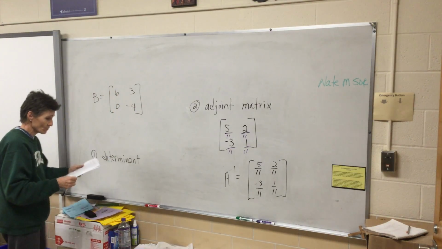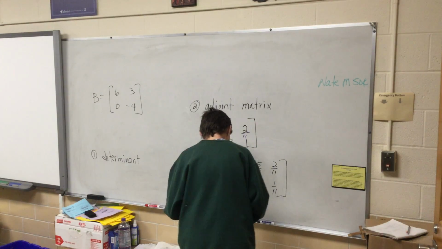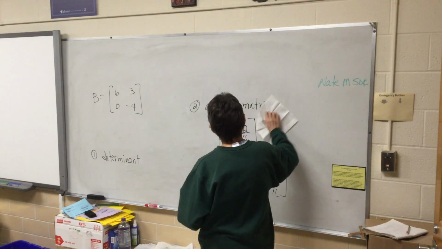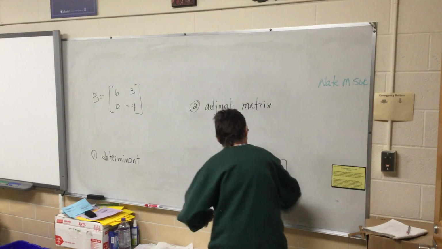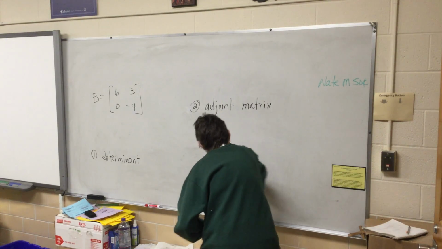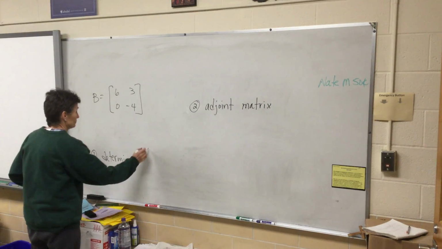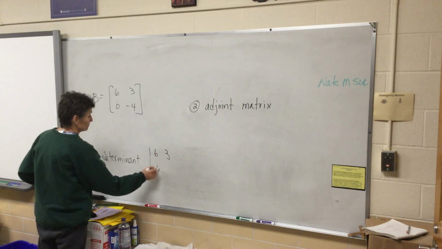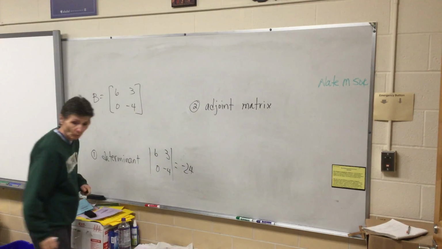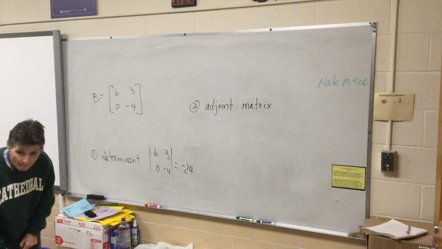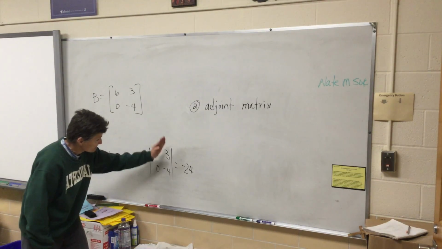All right, so the first thing I'm going to do is find the determinant. So go ahead. Find the determinant. Did you get negative 24 for your determinant? Negative 24 minus 0.